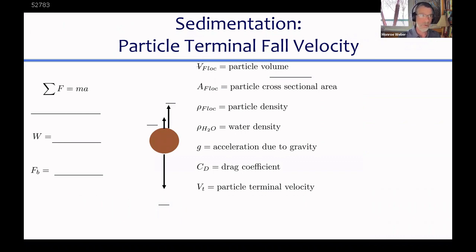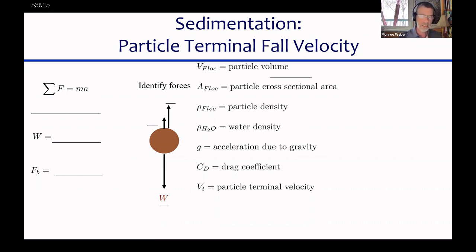And let's go to the problem. We'd like to use sedimentation to separate out the particles that we don't want. We'd like them to drop to the bottom, or float to the top, I suppose. So there's our little particle, and we're going to look at the forces acting on it. We know that the sum of the forces equals mass times acceleration, but this particle is not accelerating. So there are a couple of different forces acting on it.